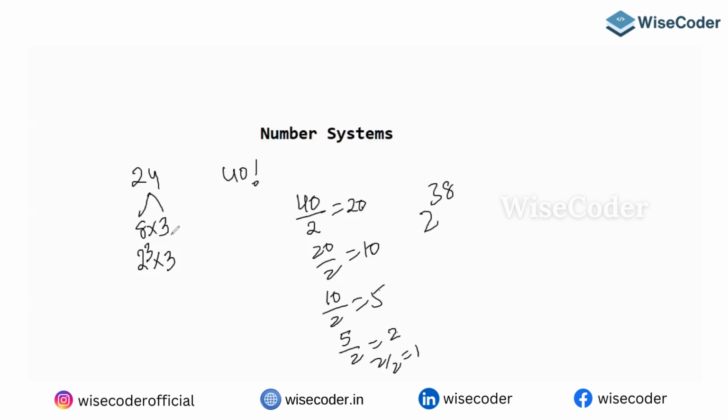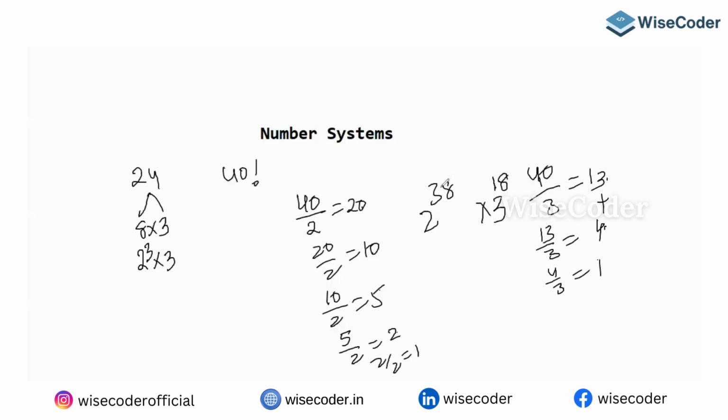Okay, and I want 3. So 40 by 3, how much am I going to get? 3 ones are 3, I am left with 1. 3 threes are 9, 13 by 3, 3 fours are 12. 4 by 3, 1. So how much are you going to get? 13, 17, 18. So 3 power 18.